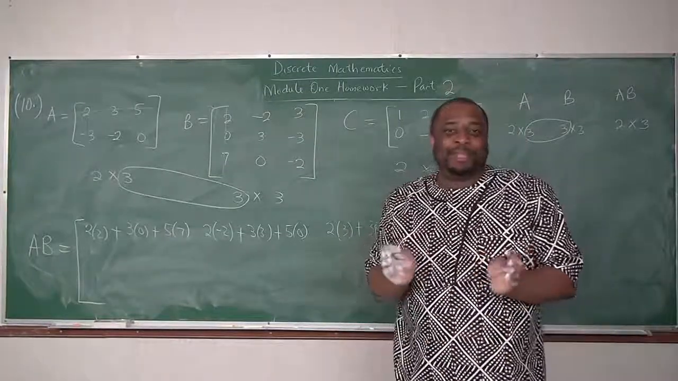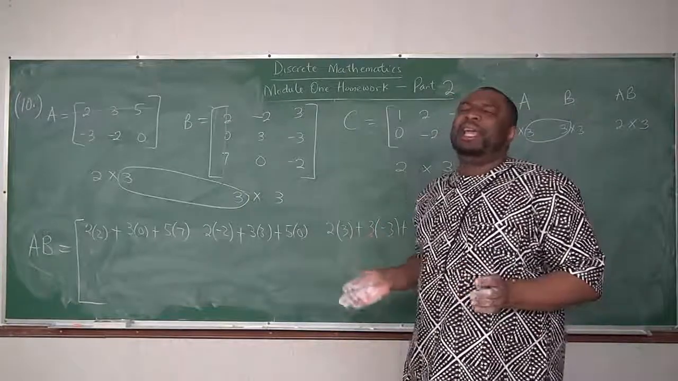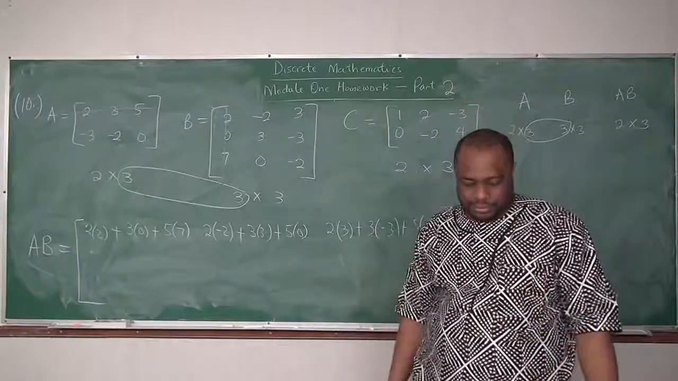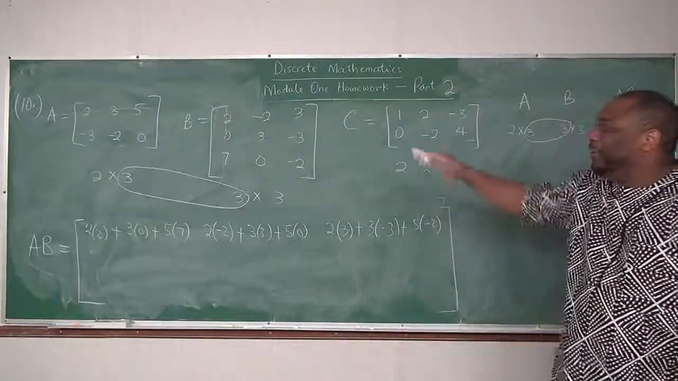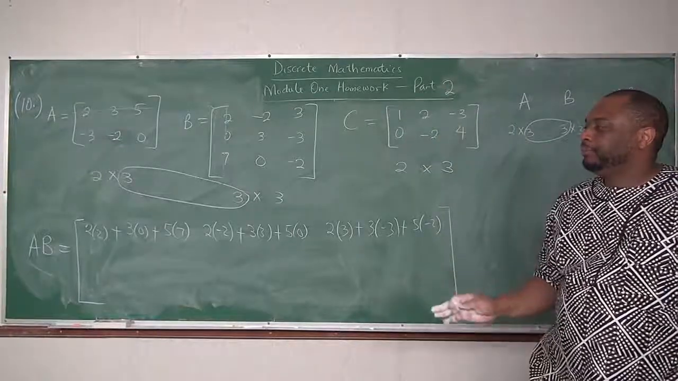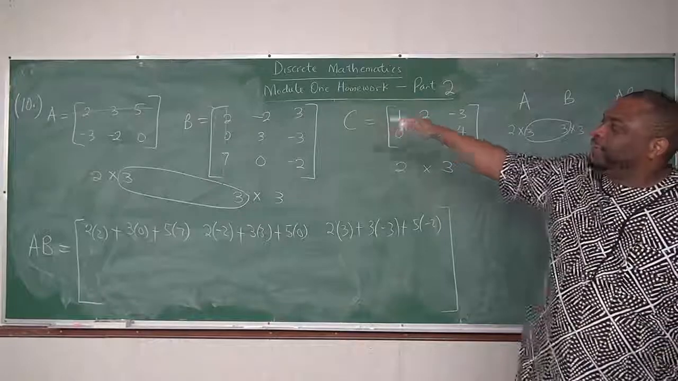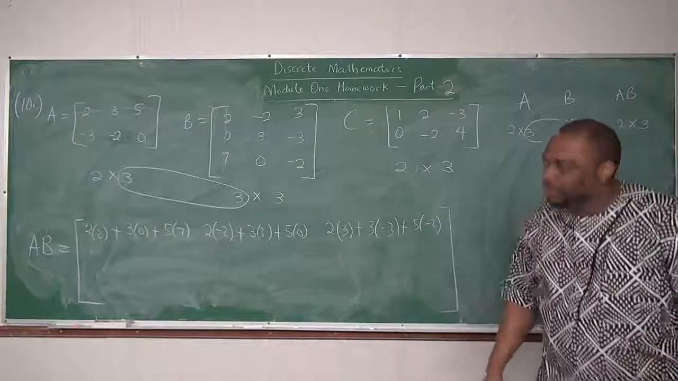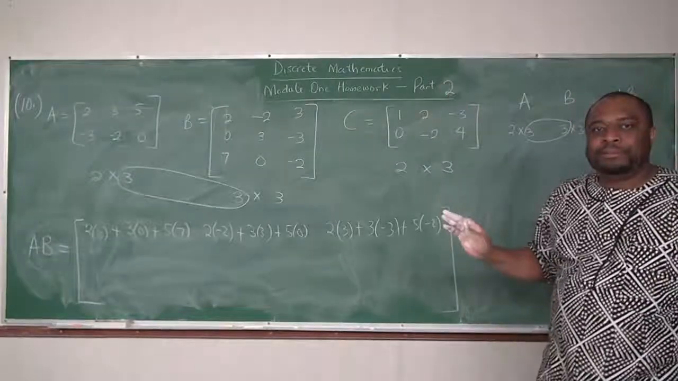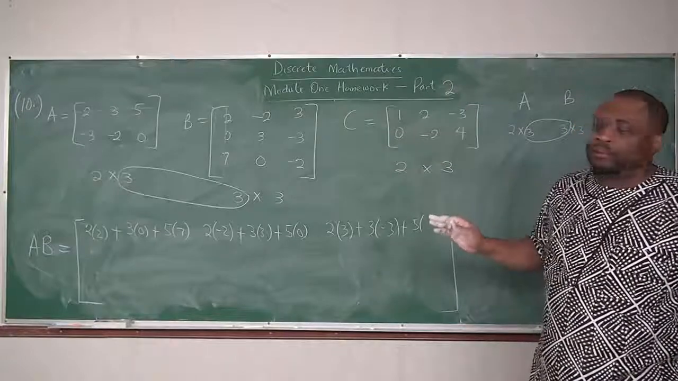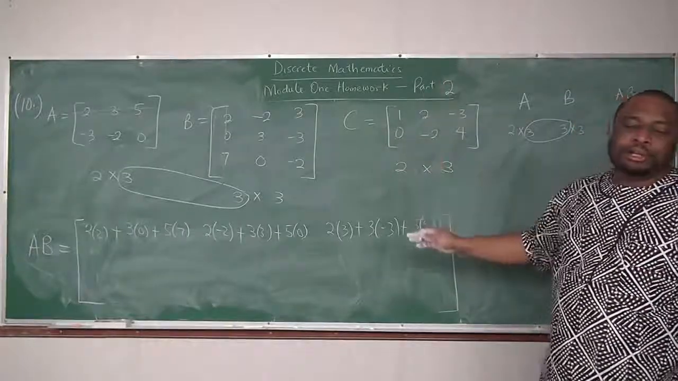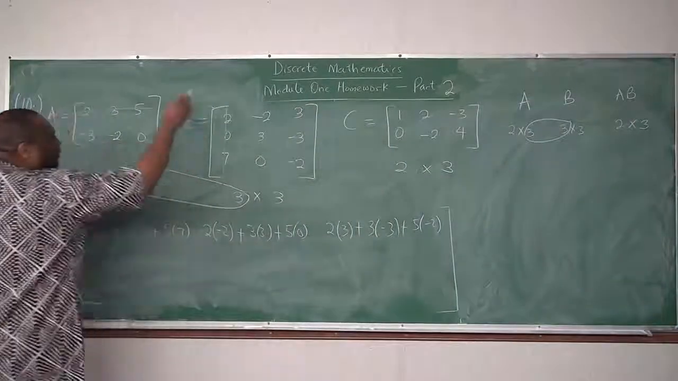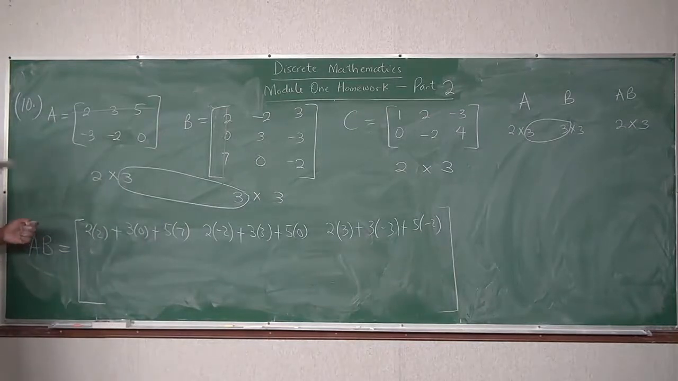You write the first one in, you write the second one in, then you write the last one, row by column. First row, first column. First row, second column. First row, third column. Then we also do second row, first column, second row, second column, second row, third column. We always do row by column.